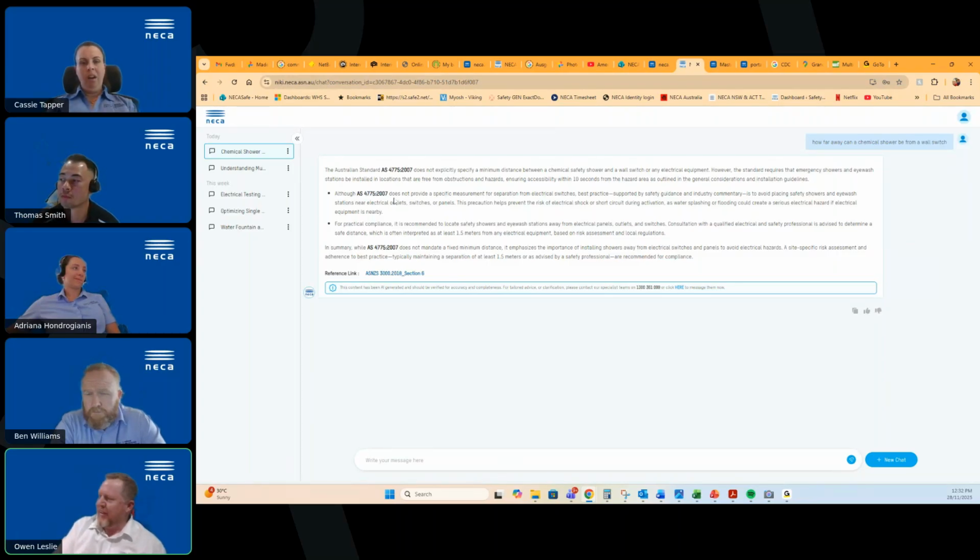So once again, you're sort of going down to a risk assessment here. If you've got a standard wall switch near a chemical shower and there's risk of water ingress, you're probably going to want to move either the shower or the wall switch. You may not have understood that standard was there, but you've got a starting point.